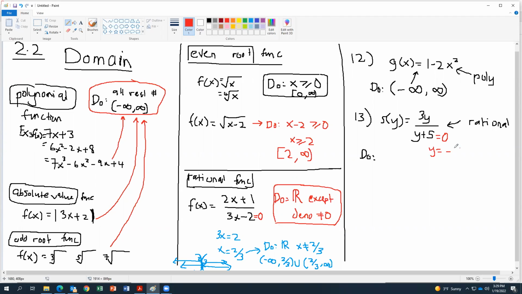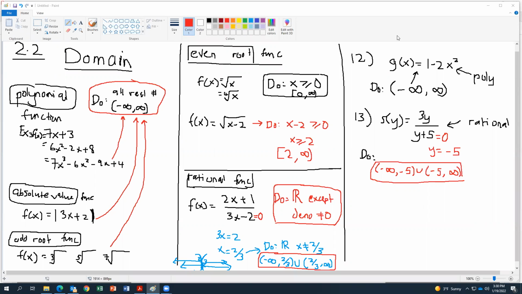-5. Yep. And again, class, this is not your answer. So how do you write your answer in this case? It looks exactly like this, but you replace it with -5. So your answer is -infinity to -5 union -5 to infinity. It's a long answer, yes. Okay. Yes, that is correct. Your denominator is always equal to 0. Okay. This is just for the rational piece for this case.